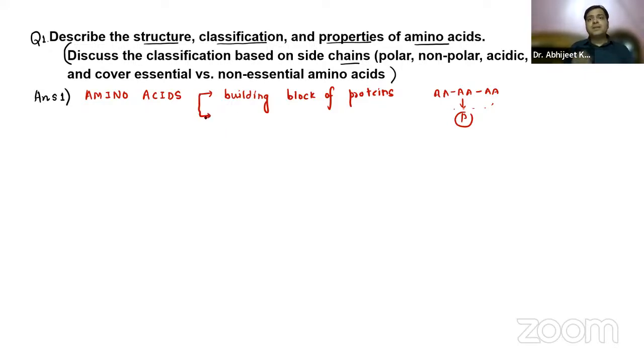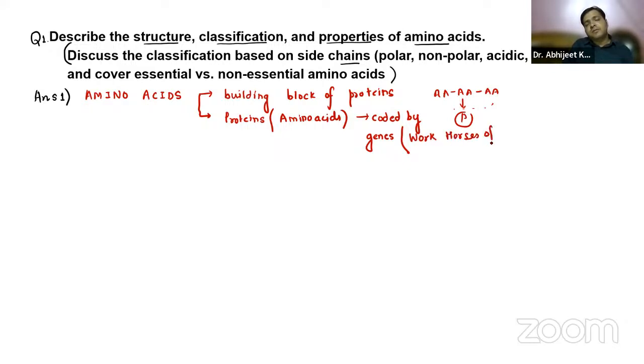Apart from that, one more point that I want you to remember over here, that these proteins, or in simple words, the amino acids, are coded by genes. And simply I can say they're also called the work horses of genes, right? So basically the amino acid works. They are the work horses of genes. Now, they have asked the structure of the amino acid. So basically, you should know they are the building blocks of proteins. They are also coded by the genes.